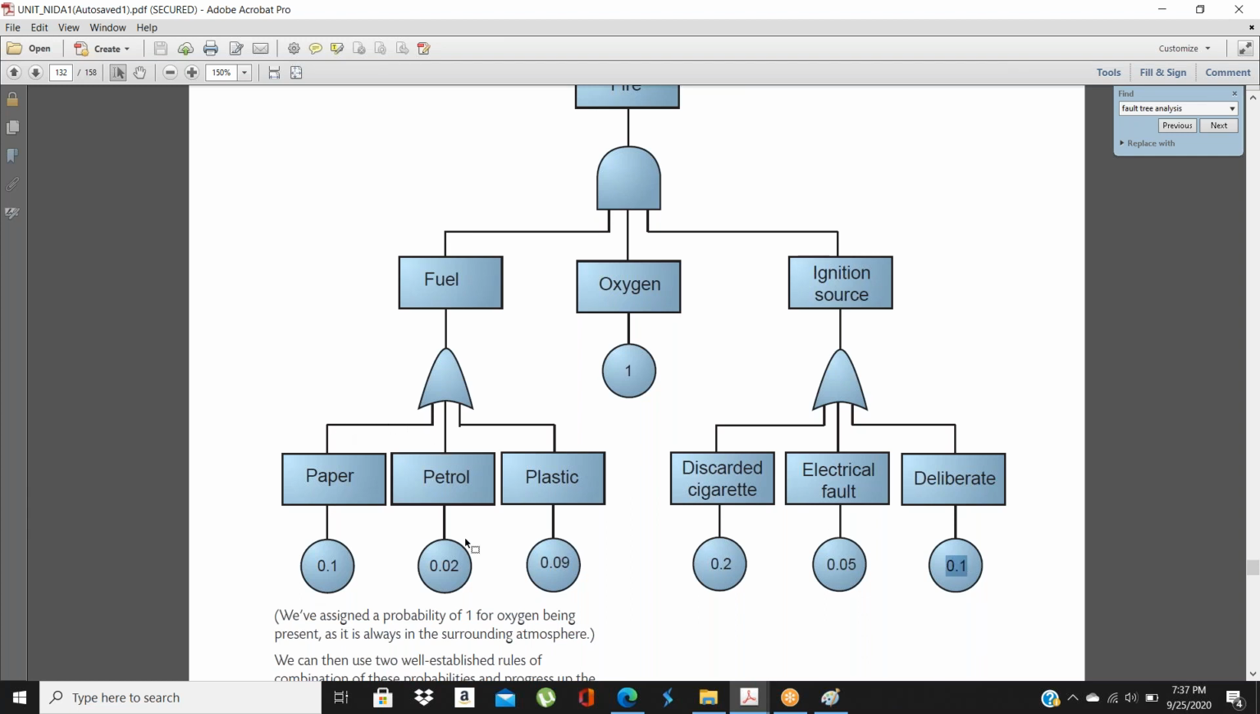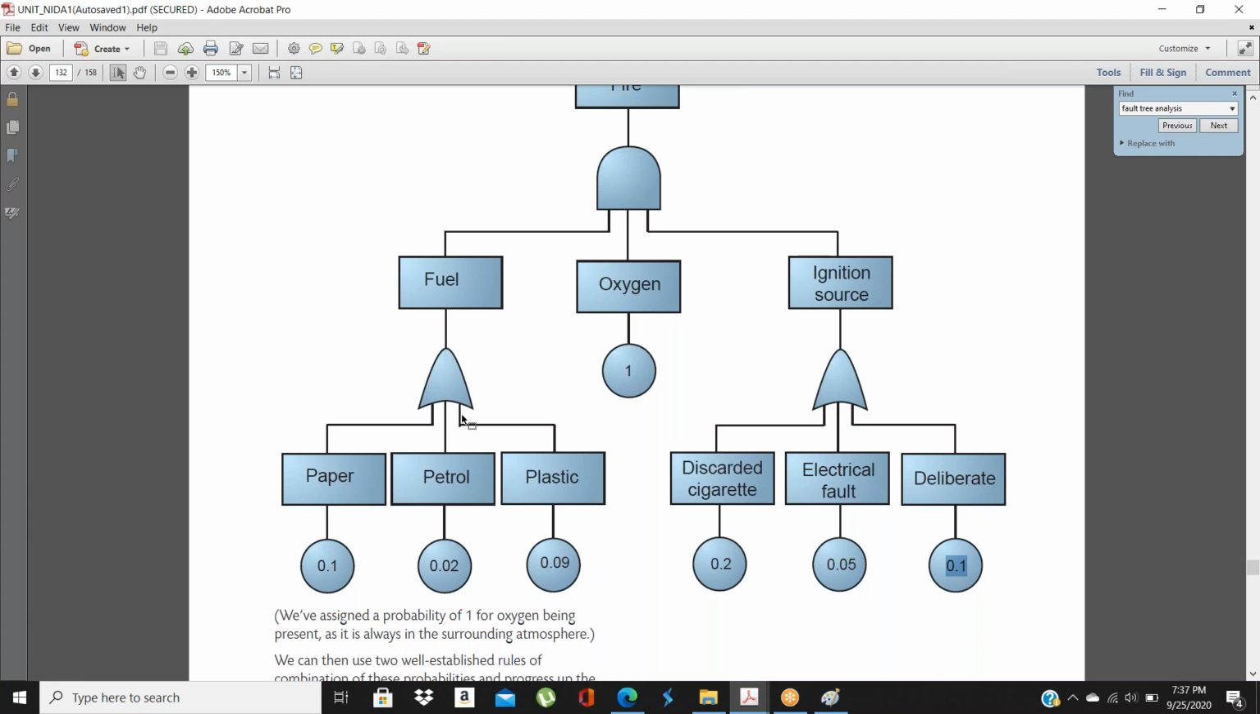Now for the OR gate, remember, the output event should always be greater than the input, so we need to add all these: 1 plus 0.1 plus 0.02 plus 0.9 we will put here.